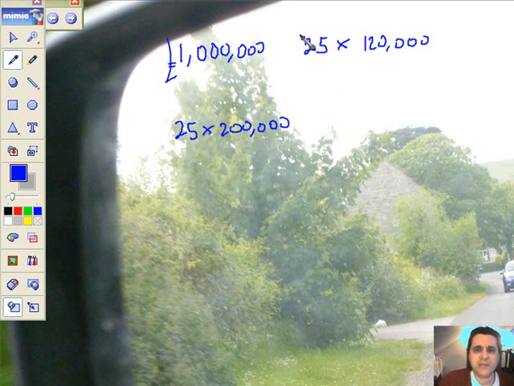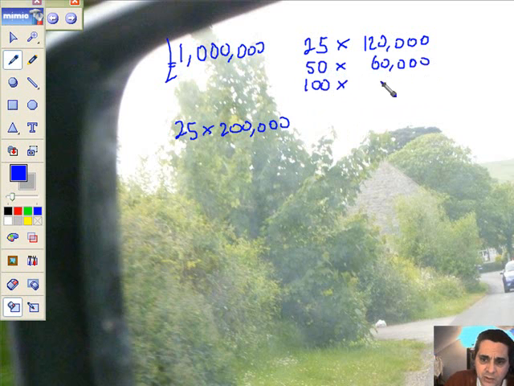Well, let's work out the total cost of everything for a start. 25 times 120,000. Different strategies for doing this. I can double and halve. Check this out. Like saying 50 times 60,000, and that's really easy to see. Halve it down and double that up. Now I can do the same thing again. Halve that down, double that up. So I go 100 lots of 30,000. Nice strategy. I can do that easily.